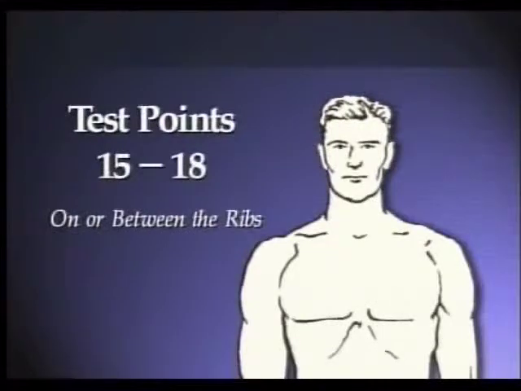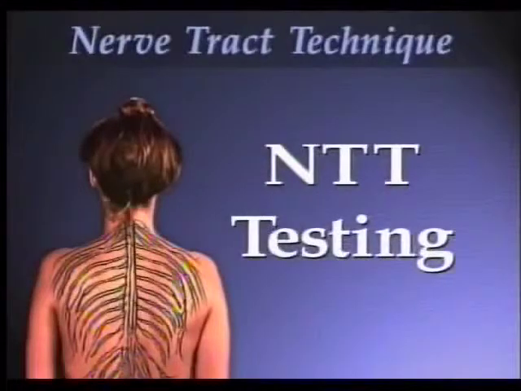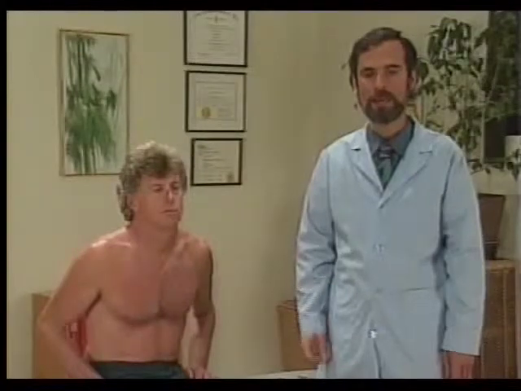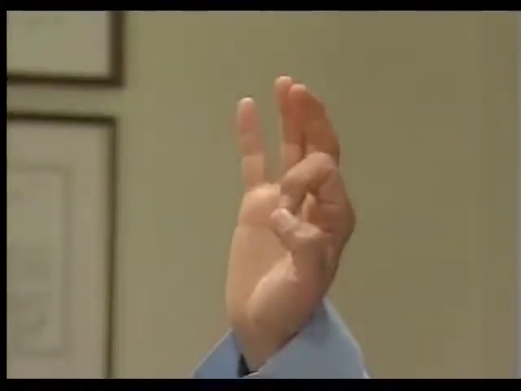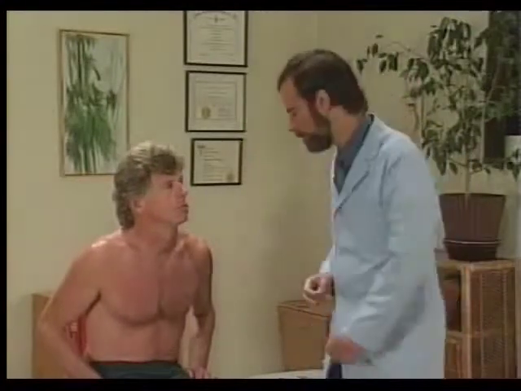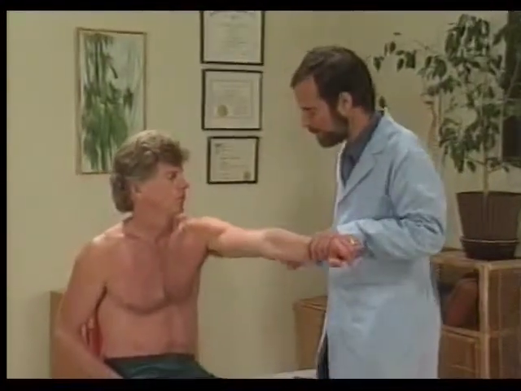The test points for the last 4 nerve tracts are on the front of the body. The way to test for them and find out if any are present is to make a hand mode which looks like an OK sign. Bring your thumb and next finger together. First, you test for a strong indicator muscle.